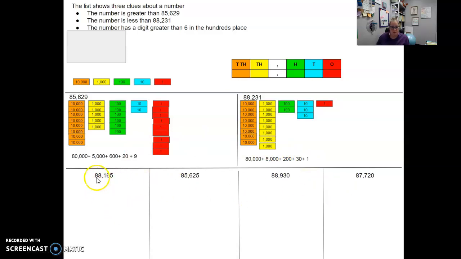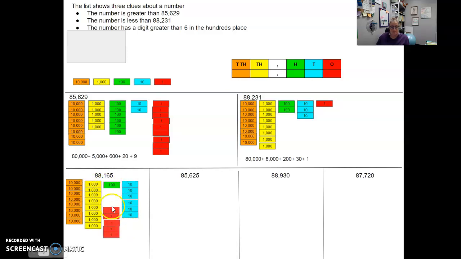So the first one I have is 88,165. Well, I have 8 groups of 10,000, 8 groups of 1,000, 1 group of 100, 6 groups of 10s, and 5 groups of 1s. Now, it should be right here, but I ran out of space. Then I'm going to write it in expanded form. When I do that, it is 80,000 plus 8,000 plus 100 plus 60 plus 5. Same thing for this one.